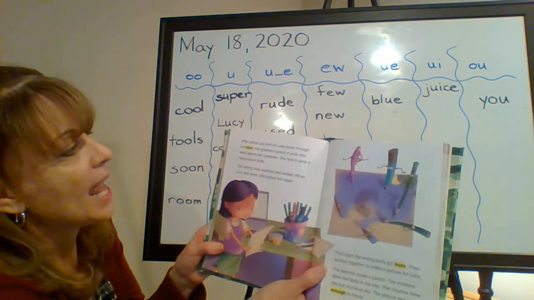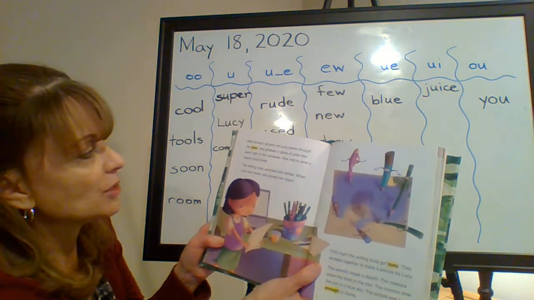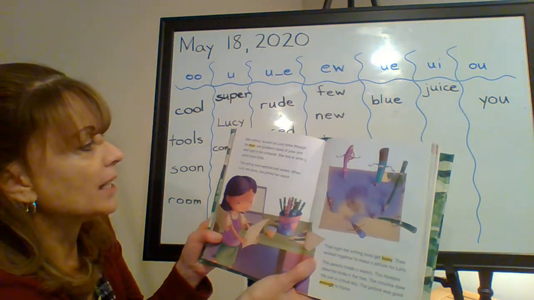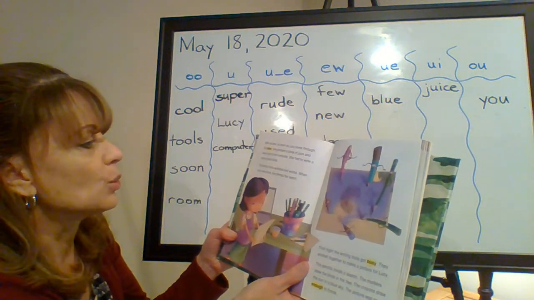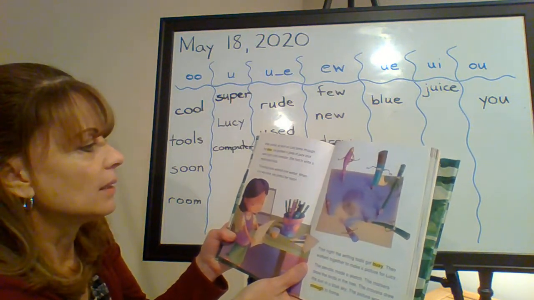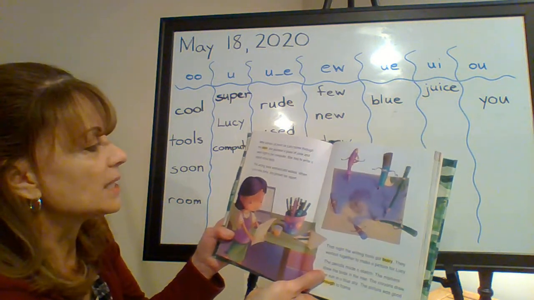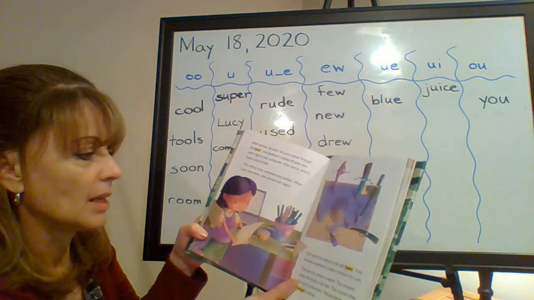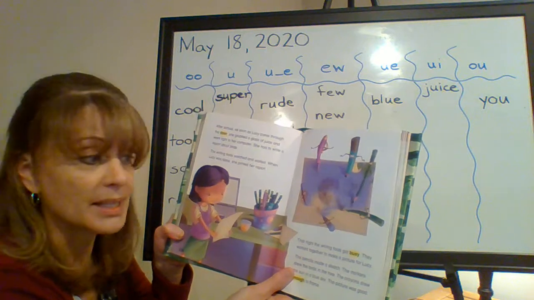After school, as soon as Lucy came through the door, she grabbed a glass of juice and went right to her computer. She had to write a report about birds. The writing tools watched and waited. When Lucy was done, she printed her report. That night, the writing tools got busy.